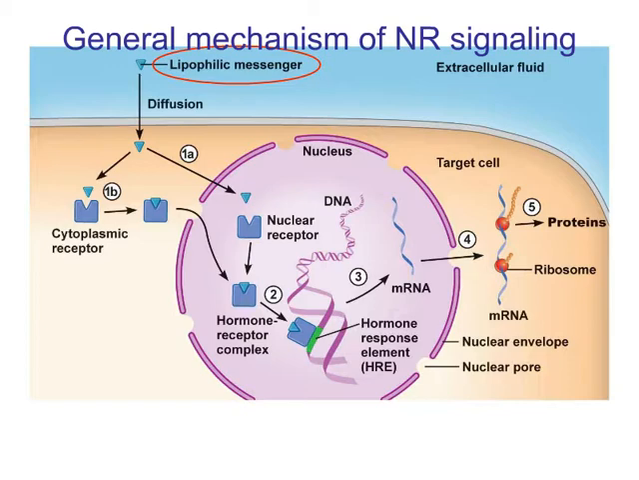Some members of the nuclear hormone receptor family reside in the cytoplasm, while others reside in the nucleus. The hormone receptor complex then interacts with promoter regions on susceptible genes called hormone response elements to affect their rate of transcription. Thus, all the members of the nuclear receptor superfamily function as ligand-activated transcription factors.